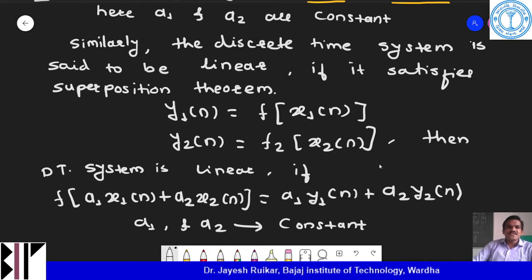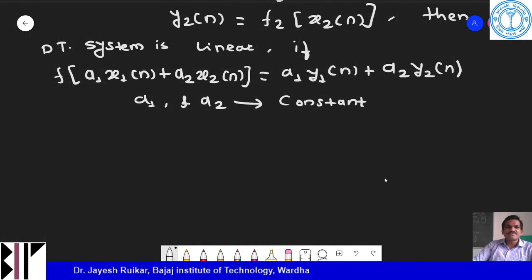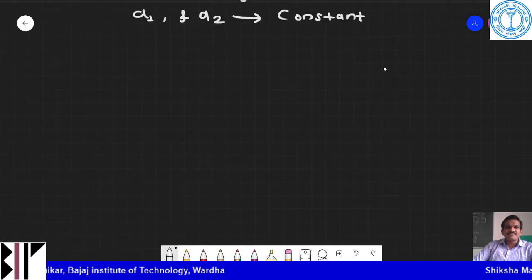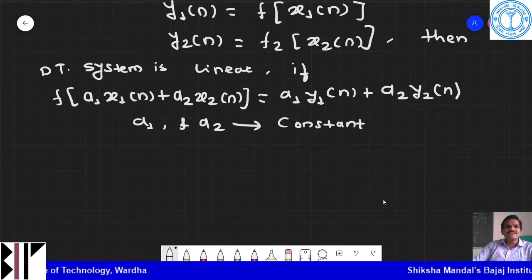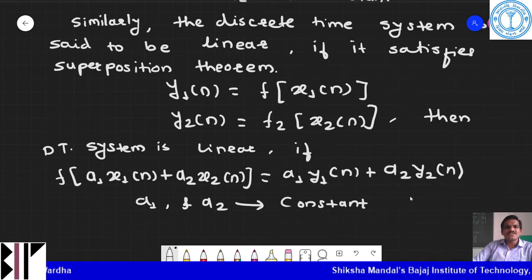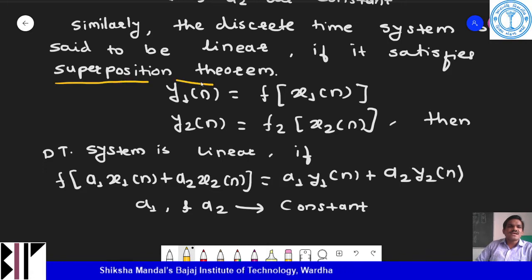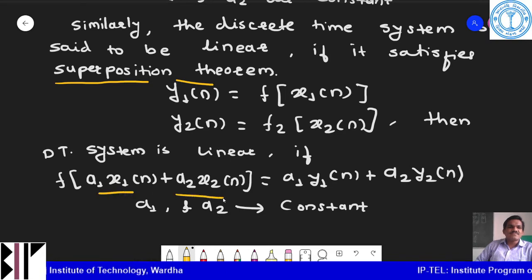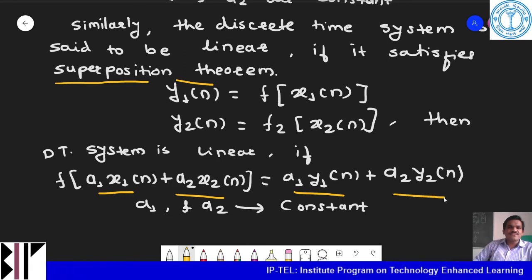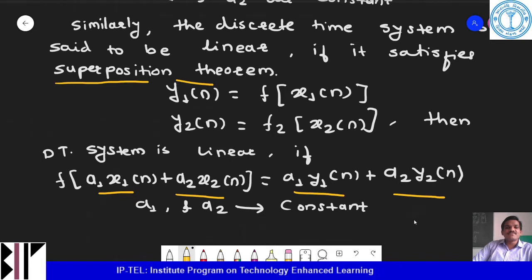Okay, fine. So this is your third property, the linearity property. If any system does not follow the superposition theorem, then that system is called a non-linear system. This is the combined response of two systems, which is the same as the sum of the individual responses of the systems. This is what linearity is, this is the superposition principle.